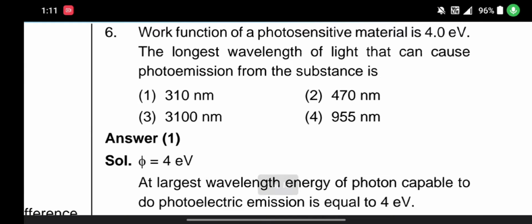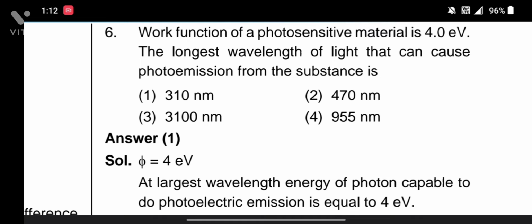So what they have asked in question number 6 is: the work function of photosensitive material is 4.0 electron volt. The longest wavelength of light that can cause photoemission from the substance is what we have to find. The options given are 310 nanometer, 470 nanometer, 3100 nanometer, or 955 nanometer.